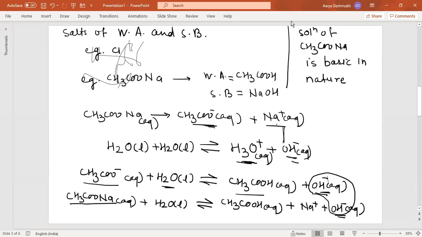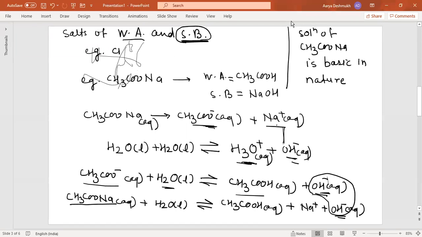Now you can correlate with this also. Since this is the salt of weak acid and strong base, the strong base here, which is NaOH, is present. The presence of this strong base will decide whether the solution of this salt will be acidic, basic, or neutral. So since there is a presence of this strong base in this salt, the salt solution will give the basic nature to the solution.